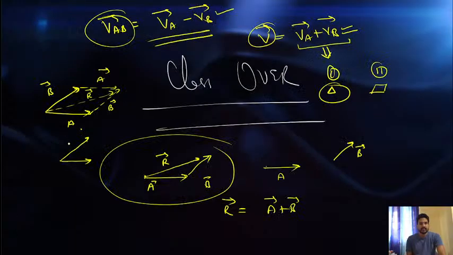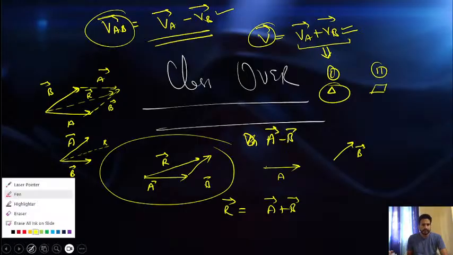Let's suppose this is my vector A and this is my vector B. Like this I can get the resultant of it, which is passing through in between A and B, the resultant of A and B. If I am interested to calculate the A vector minus B vector, just do one thing.